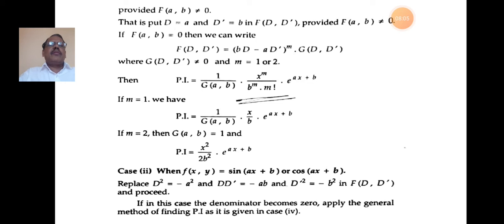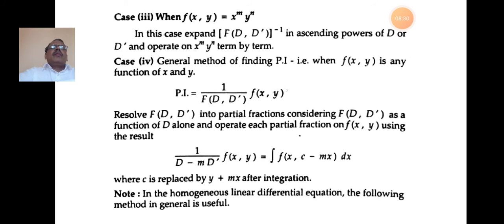Case 2: when f of (x, y) is a trigonometric function, what to do is simply replace D squared by -a squared, DD' by -ab, and D' squared by -b squared in f of (D, D'), and proceed. If in this case the denominator becomes 0, apply the general method of finding PI as given in the other case. When f of (x, y) is equal to x^m y^n, in this case expand f of (D, D') to the power of -1 in ascending powers of D or D', and operate on the x^m y^n term by term.